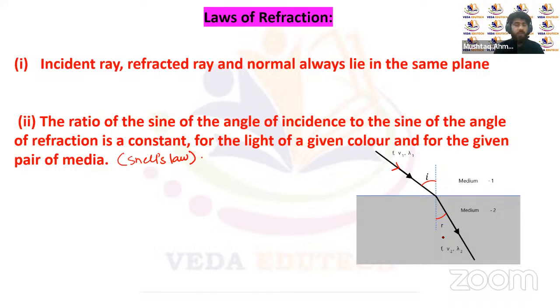Then the second law of refraction says that the ratio of the sine of the angle of incidence and the sine of the angle of refraction is always a constant. It means that if the angle of incidence is i, then sine i upon sine r is a constant.